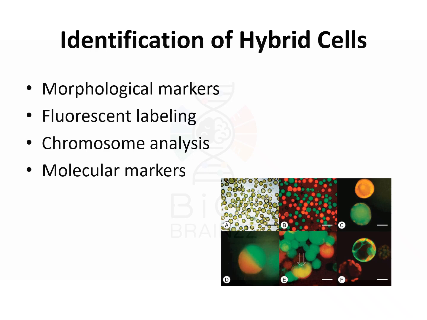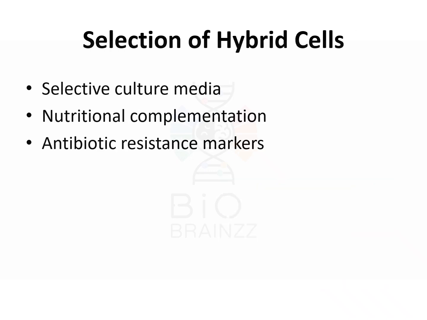These methods confirm the presence of genetic material from both parents within a single cell. Once hybrid cells are identified, they must be selectively grown while eliminating parental cells. This is achieved using selective culture media that only hybrid cells can survive in. For example, if each parent lacks a different metabolic function, only the few cells possessing both functions will grow.